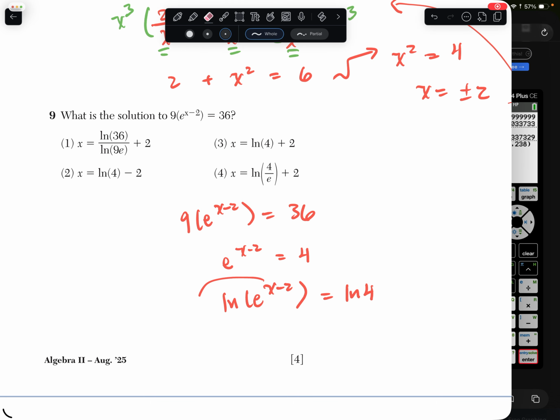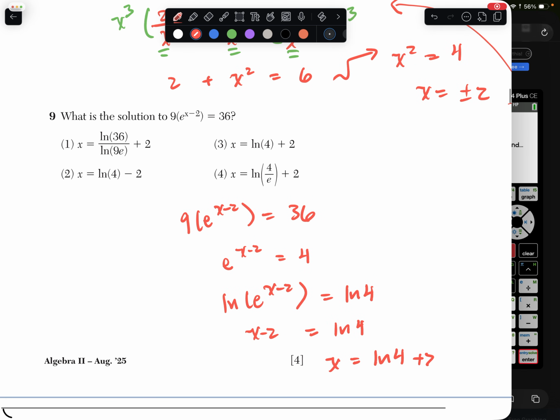Ln is a logarithm, and with logs you can bring down the exponent. So I get x minus 2 times ln of e, and we know that ln of e is just equal to 1, because ln is log base e, and log base e of e is just 1. So then to get x by itself, it's pretty easy, just add 2. So we have ln of 4 plus 2. For number 9, the answer is choice 3.